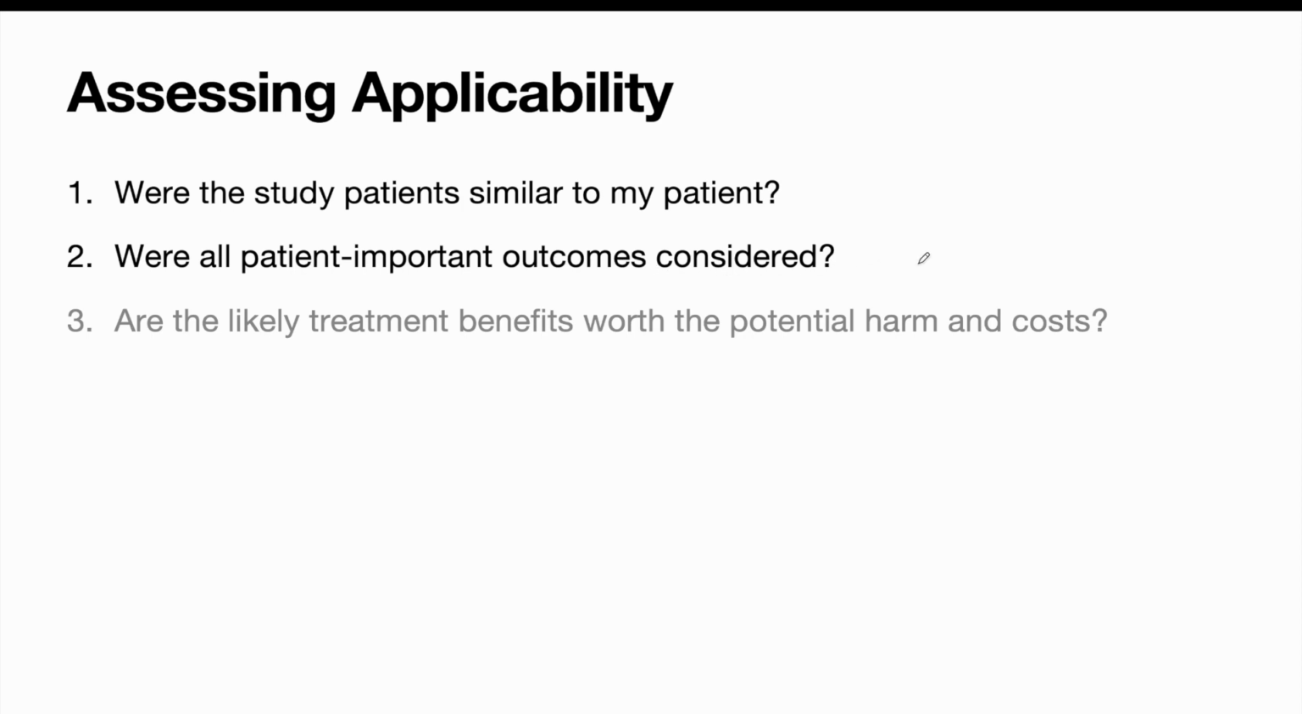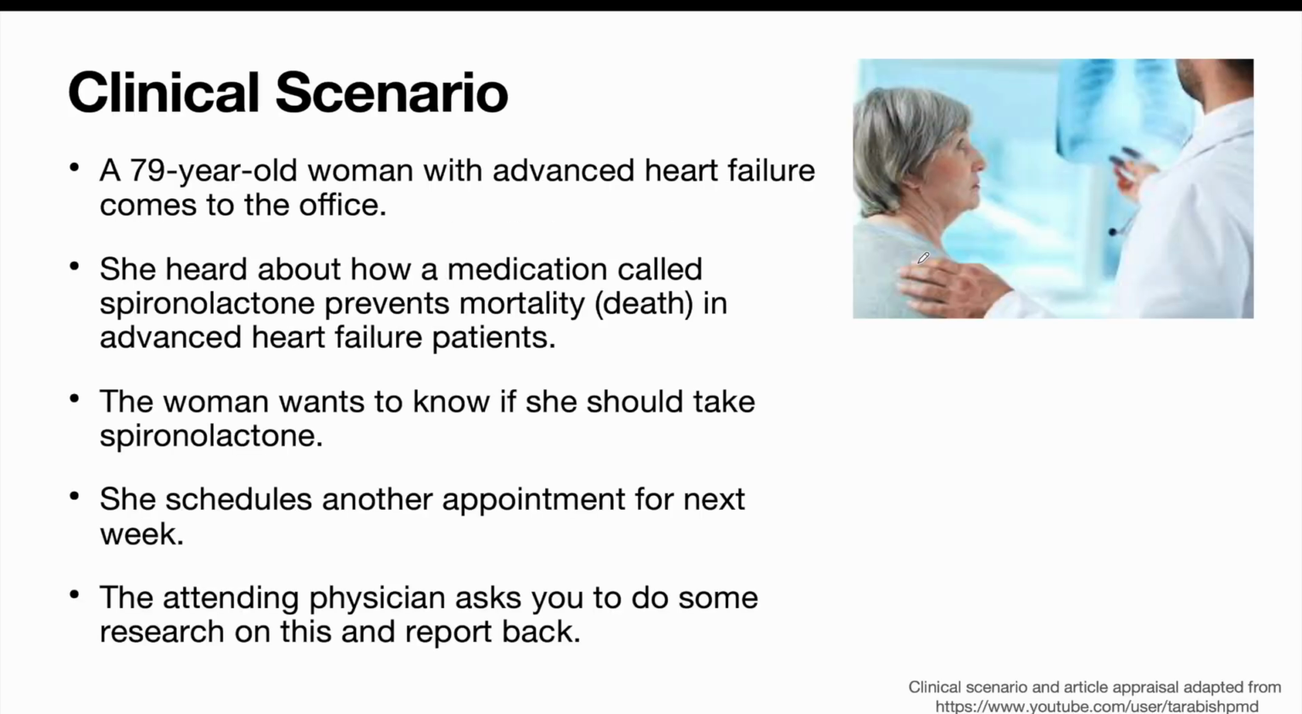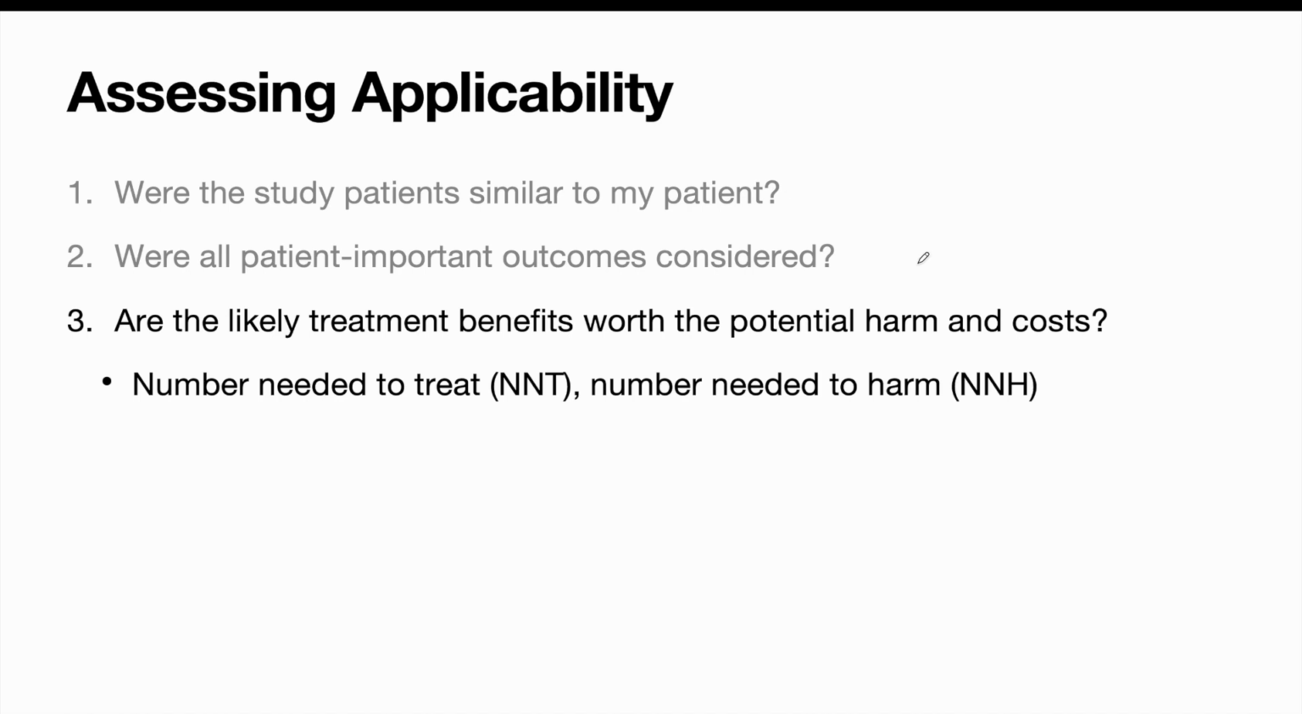Now, sometimes, as we mentioned before, people have problems with cost. People have problems with side effects. People have problems with accessibility. So those are all patient important outcomes to be considered. In this case, our patient only had that one important outcome. And yes, that outcome was considered in our article. Then we have to ask, are the likely treatment benefits worth the potential harm and costs?